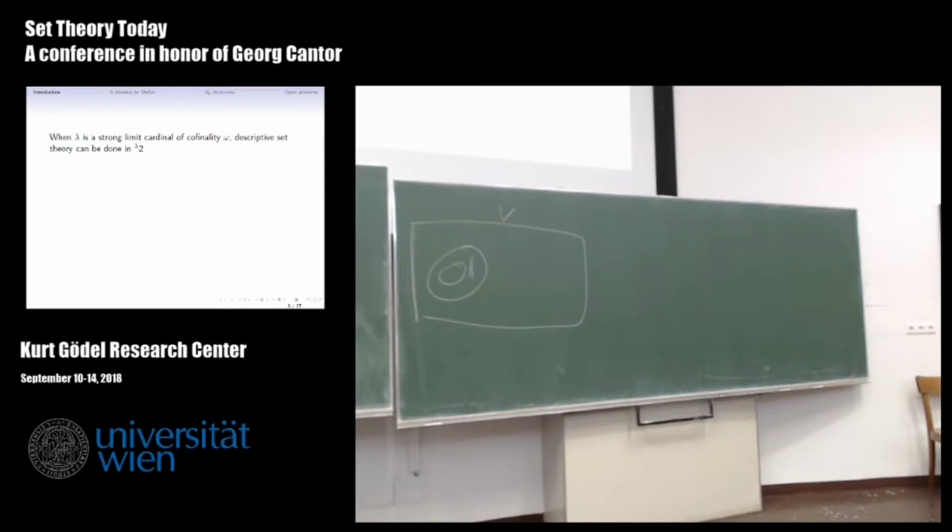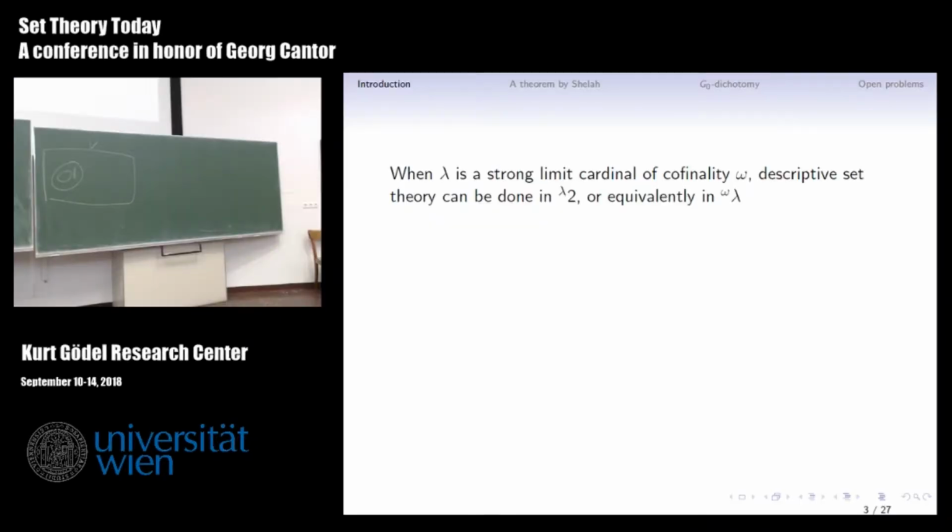So what are the main things that we need? When lambda is a strong limit cardinal of cofinality omega, then you can do the descriptive set theory either in 2 to the lambda or lambda to the omega, or this weird sort of PCF space, or even V lambda plus 1. And it's the same, so we can switch from one space to the other, and it's all very fun.